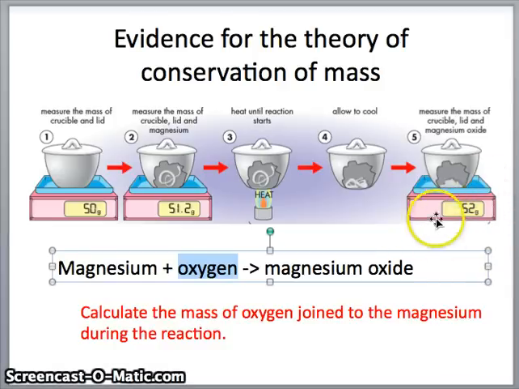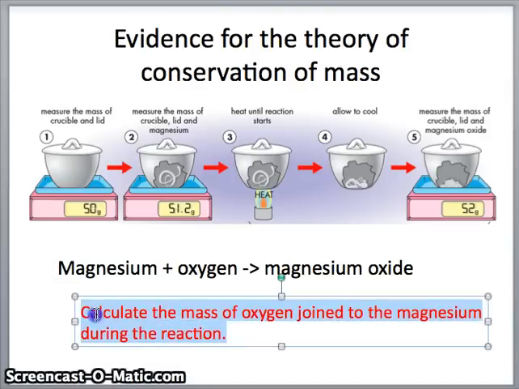So if we compare 52 grams, which is the mass of our products, to the mass of our reactants, which was 51.2 grams, we see that we indeed did have an increase in mass between reactants and products, meaning that the magnesium must have joined with oxygen molecules from the air. So to do a little analysis of this experiment, we now want to calculate the mass of oxygen that joined to the magnesium during the reaction. So how are we going to do this?